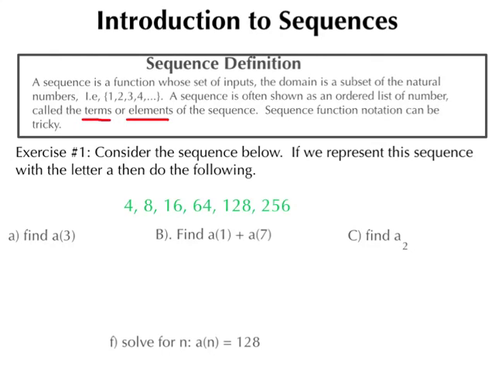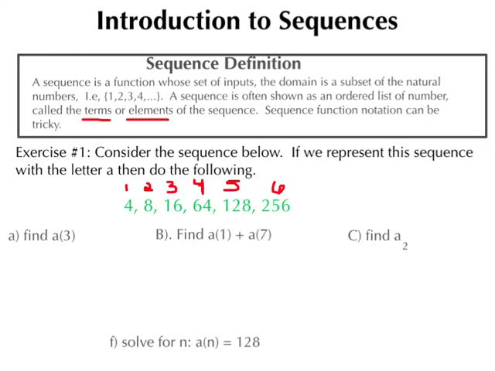Now let's look at exercise number 1. Consider the sequence below. If we represent the sequence with the letter A, then do the following. A couple things that I want us to work on right away is that I have this sequence of numbers. I want us to understand that 4 is term 1, 8 is term 2, 16 is term 3, 64 is term 4, 128 is term 5, 256 is term 6. If we do that right away, that makes our life a lot easier.